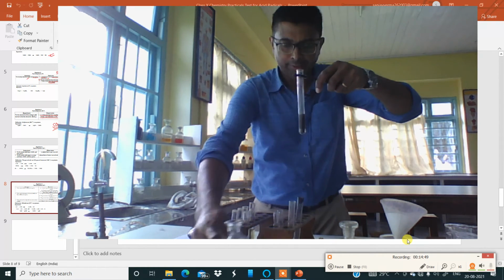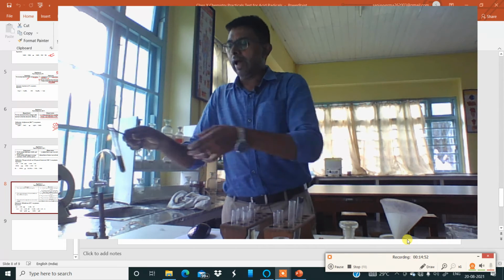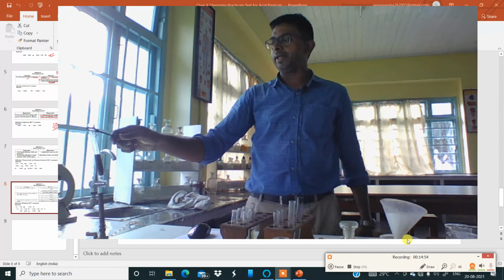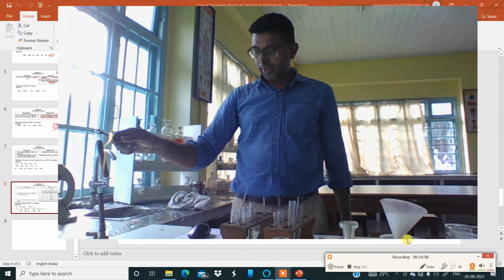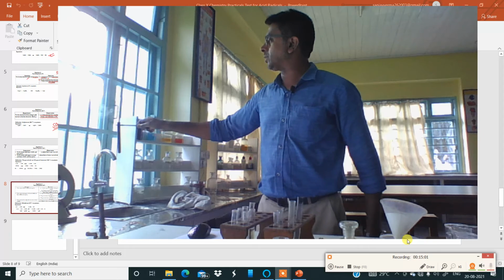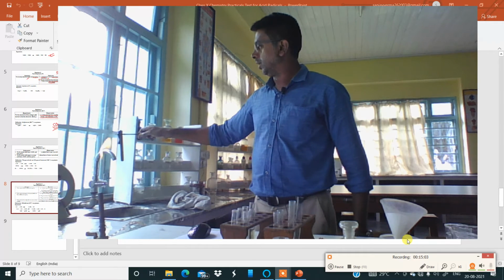So it's added. Now I'll warm this mixture. I must heat it. When I heat this, a greenish yellow colored gas will come out. See, it is overflowing, sir.